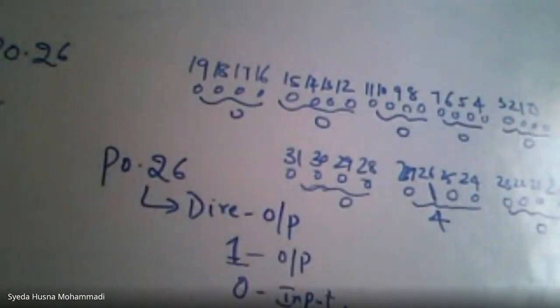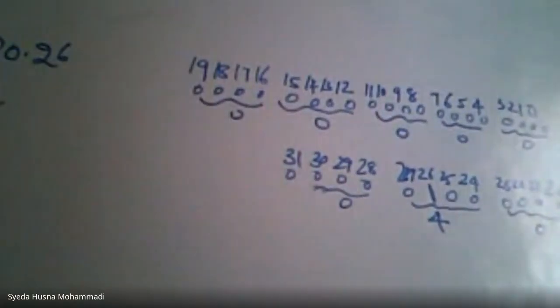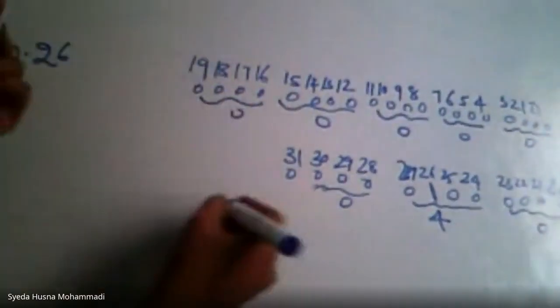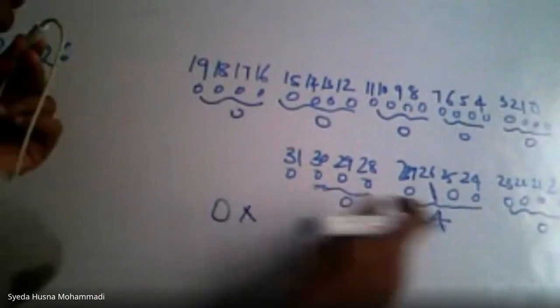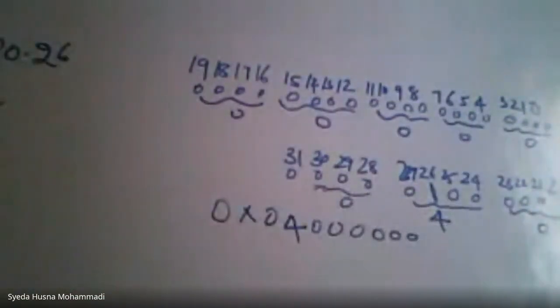So what is the equivalent value I'll be generating here? I'll be generating 0x 04 followed by six zeros, 0x04000000. Please make a note of this: 0x 04 followed by your six zeros. Note it down, everyone.